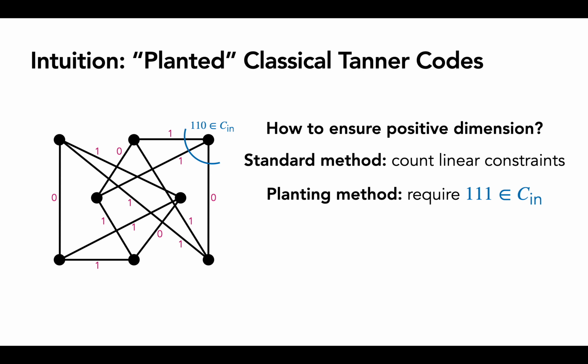But we can alternatively use a planting method. We could instead simply require that the all ones vector, like 1, 1, 1, lies in the inner code, and then we are guaranteed that the all ones vector lies in the final classical Tanner code, simply because then every vertex will see only ones, which is an inner code word. And when we combine this with the fact that all zeros is also in the inner code and in the entire classical Tanner code, we get at least one non-trivial code word. So we get code dimension at least one, regardless of how many constraints there are in the inner code or in the global code.